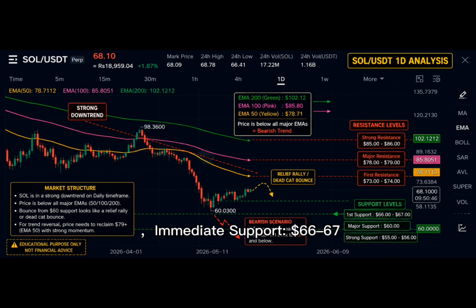Support levels. Immediate support, $66.67. Major support, $60. If the $60 level breaks, SOL could see another strong bearish move. Resistance levels. First resistance, $73.74. Major resistance, $78.79, EMA 50. Strong resistance, $85.86, EMA 100.